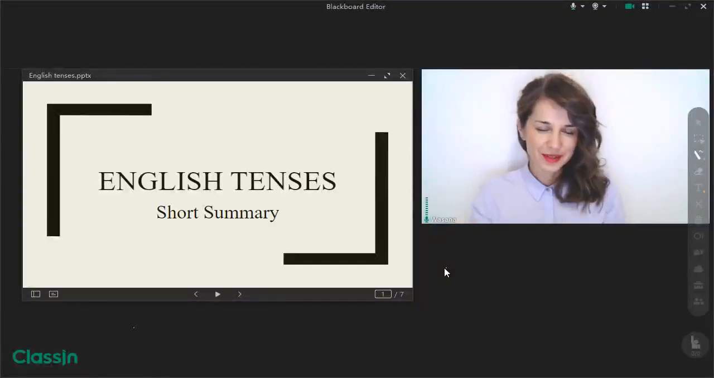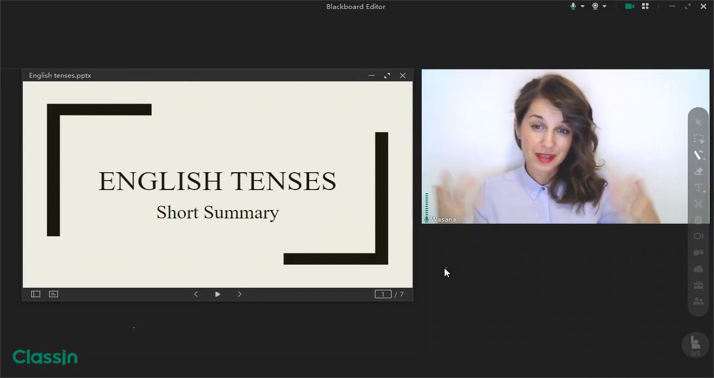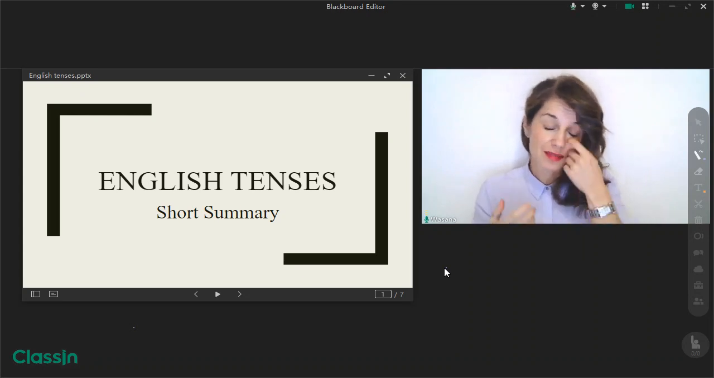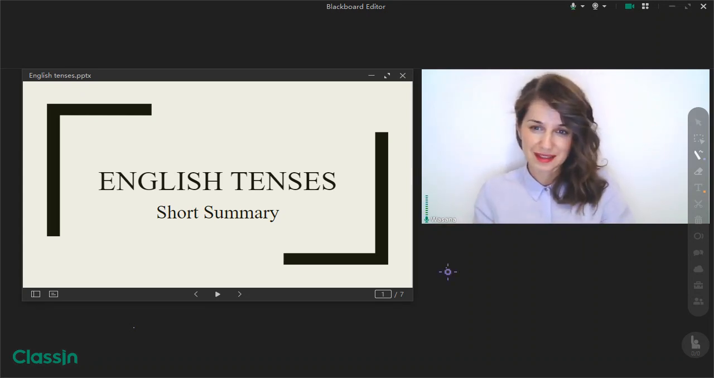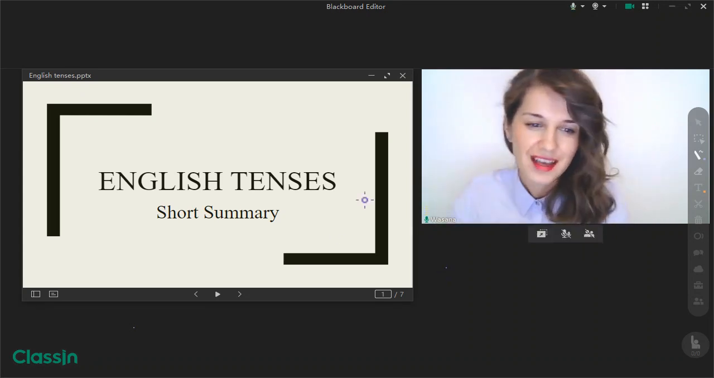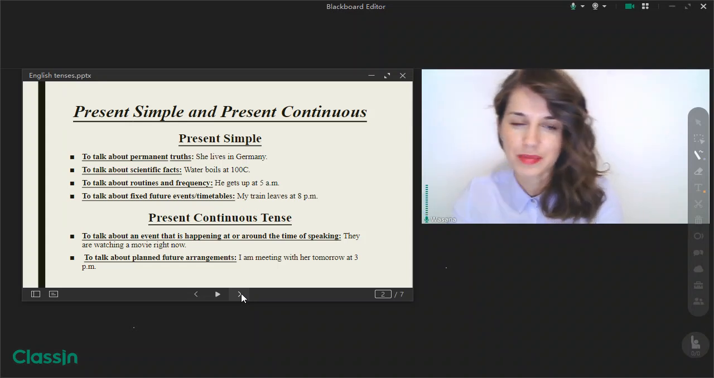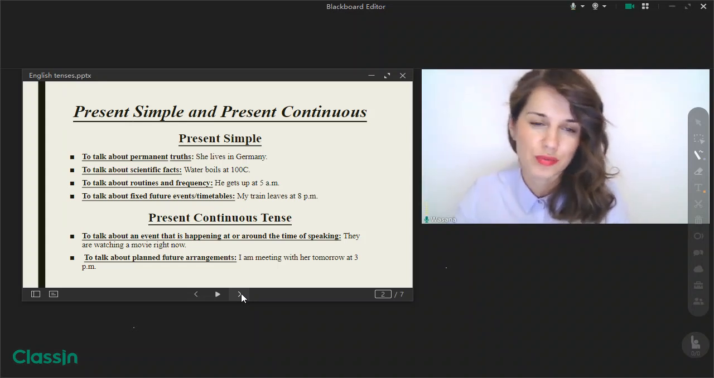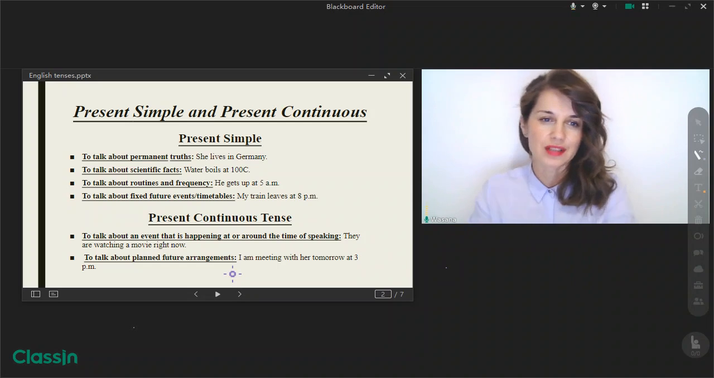Hello, my dear students. Let's learn, let's review, let's discuss English tenses. In today's lesson, I would like to make a short summary related to tenses, the most commonly used tenses in the English language. So let's start. And of course, let's start with present simple. And I will start with present continuous too, because I want to compare them right away.